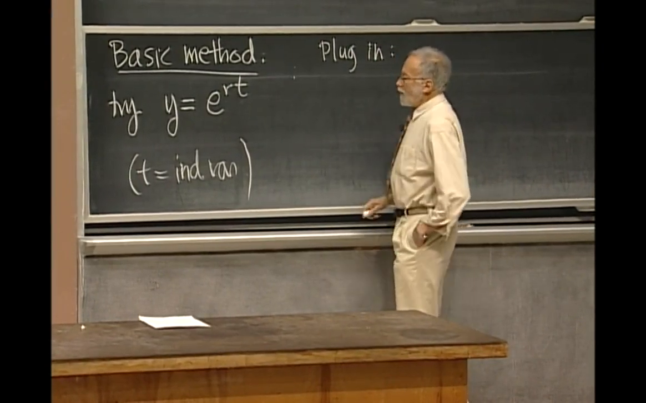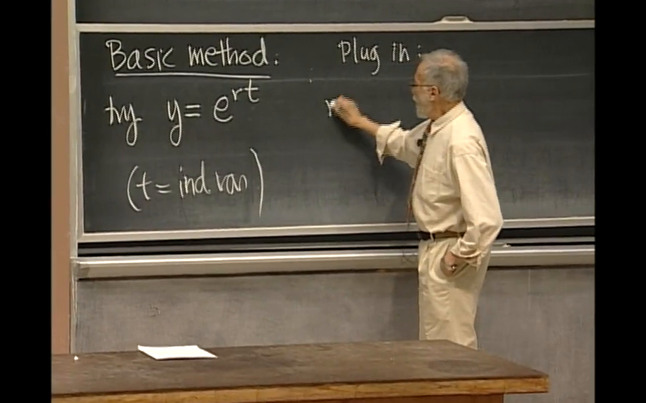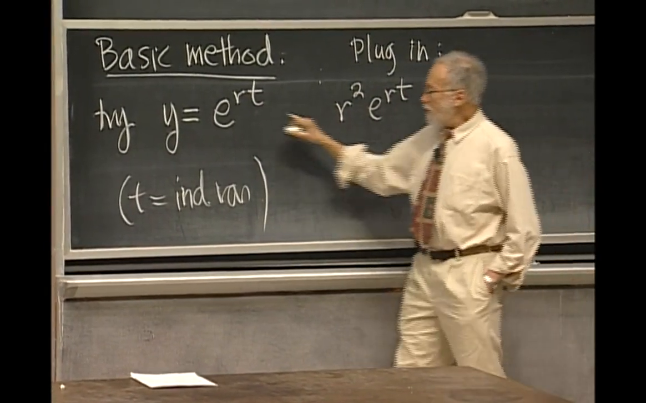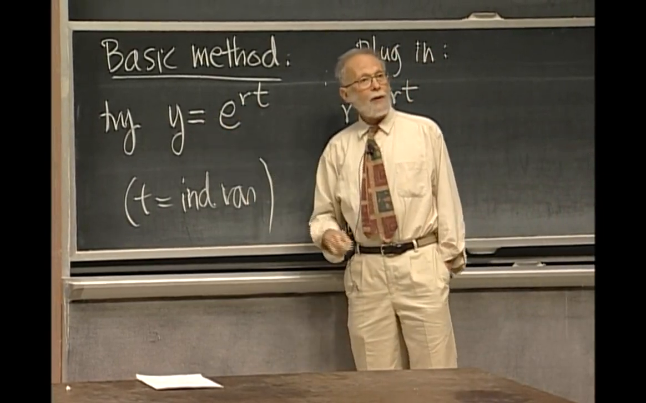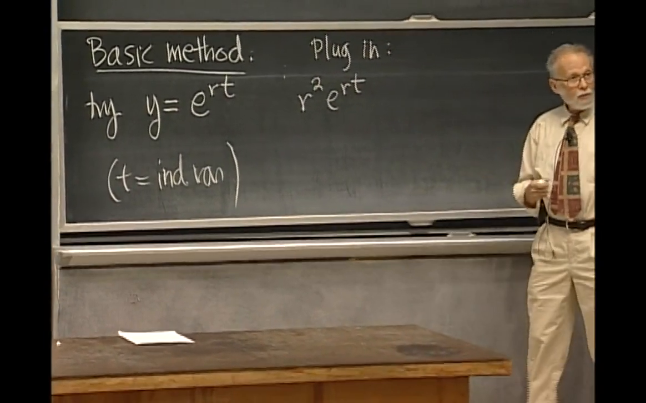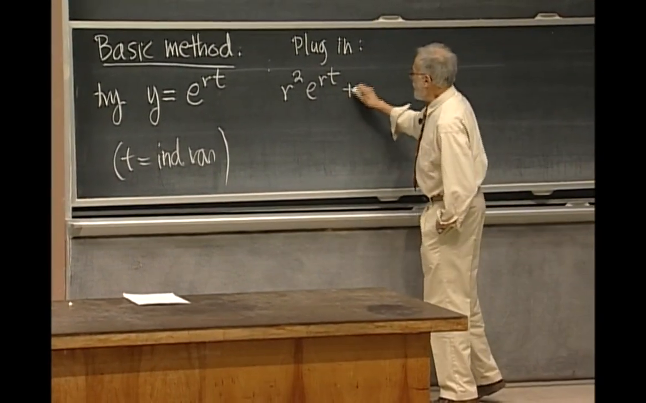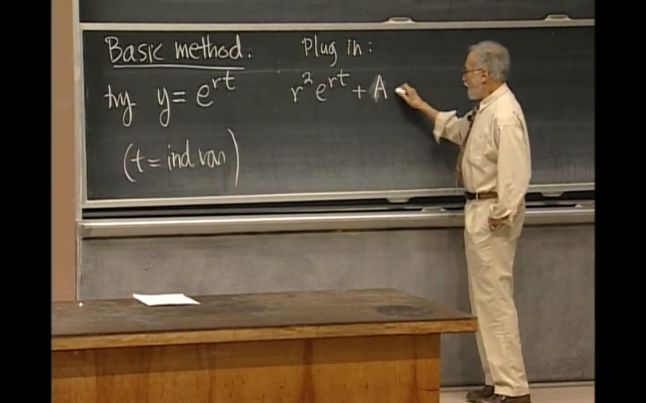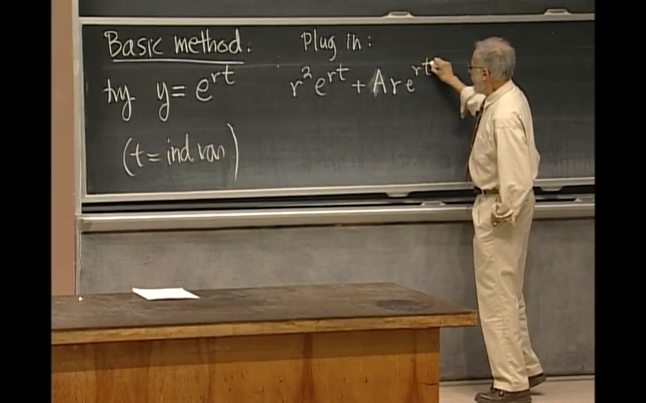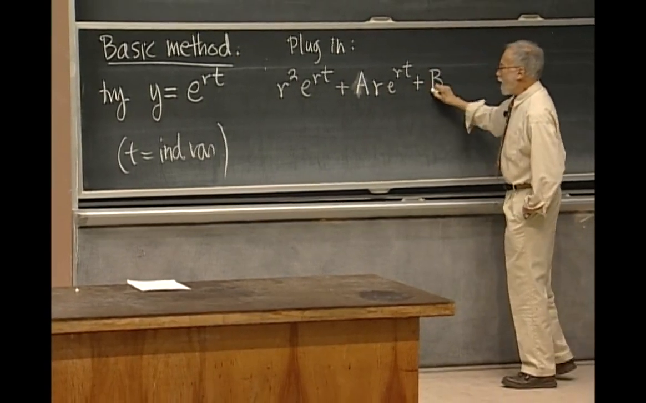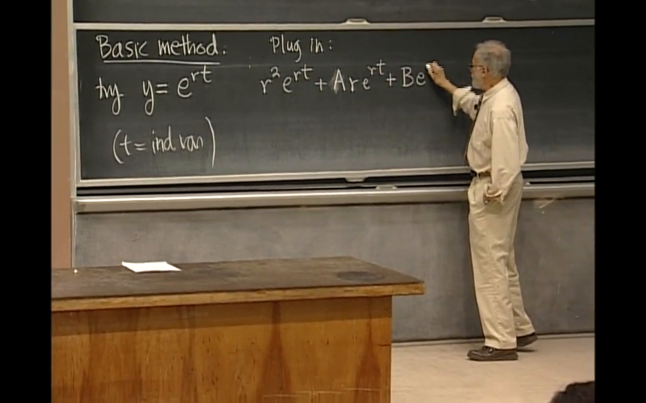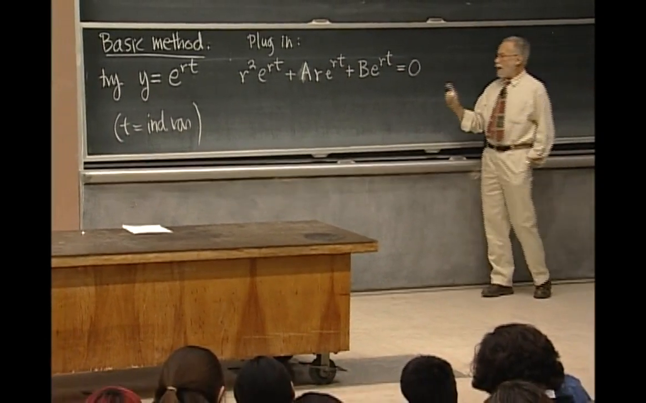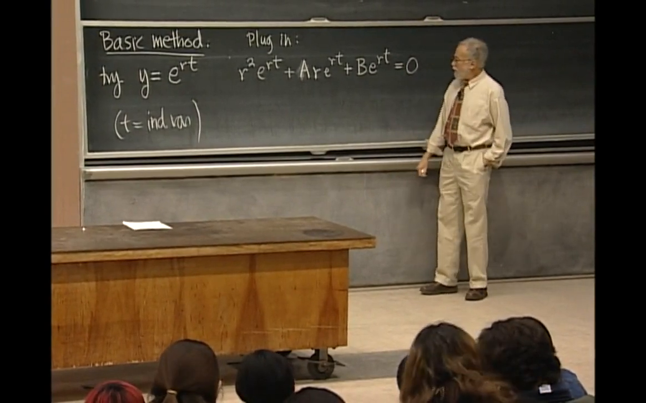And what do we get? Well, for y double prime, I get r squared e to the rt. That's y double prime, because each time you differentiate it, you put an extra power of r out in front, but otherwise do nothing. The next term will be, sorry, I forgot the constant, capital A times r e to the rt. And then there's the last term, b times y itself, which is b e to the rt. And that's supposed to be equal to 0. So I have to choose r so that this becomes equal to 0.